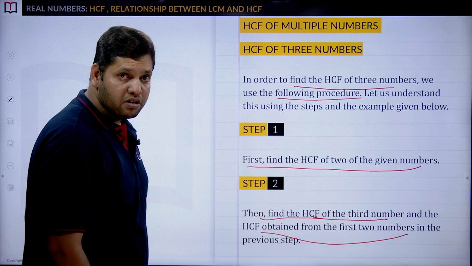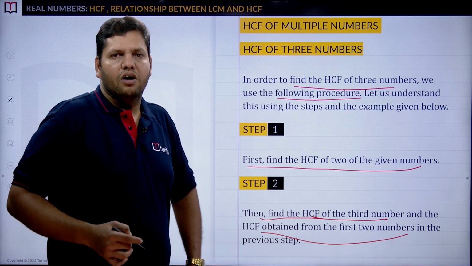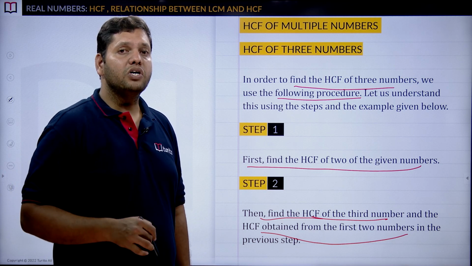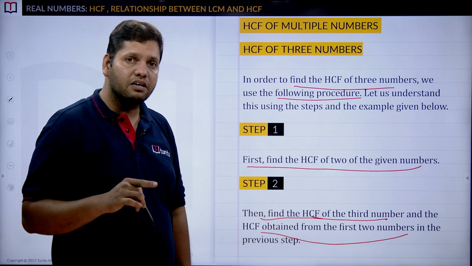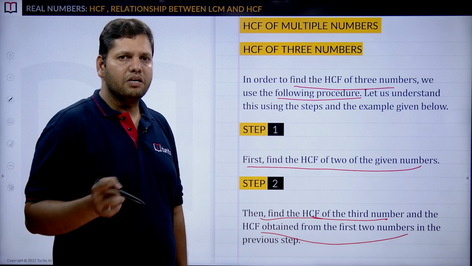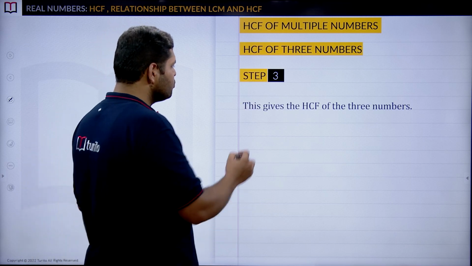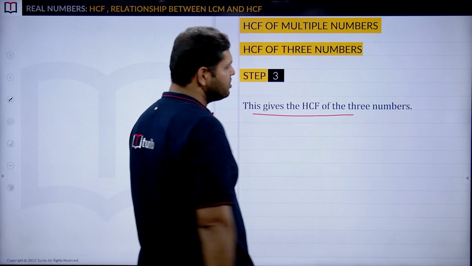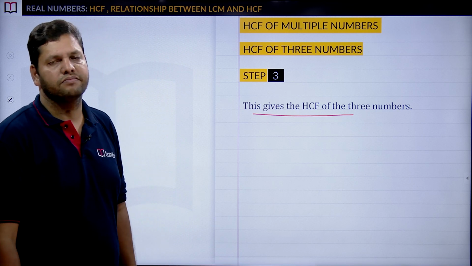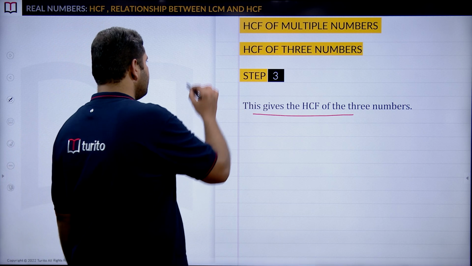First we take 2 numbers, the greatest number and the smallest number, and find the HCF of both of them. By taking that HCF and the number we missed, the second number or maybe the third number, we again find the HCF. At last we get a value, and that value is called the HCF of all the 3 numbers. Clear, children?